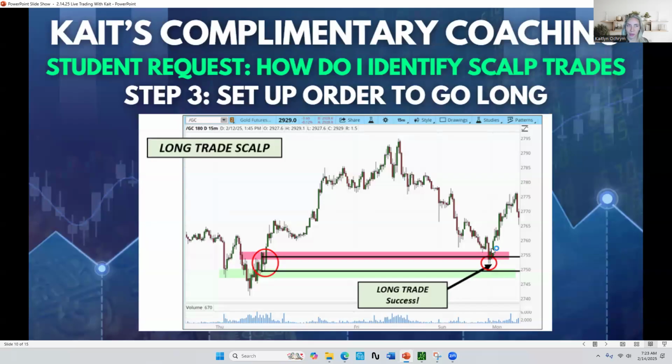So again, this was inspired by a student who said, I need help with my scalp trades. I'm not sure where to get in. I'm not comfortable with the zones that I'm taking, and a lot of them get stopped out or I'm picking the wrong zones. So I built this step-by-step process to help identify the highest probability zones.